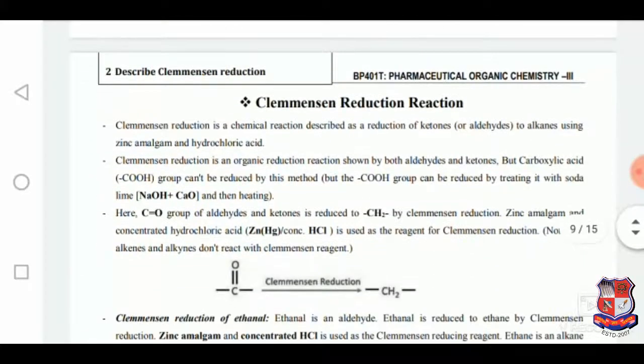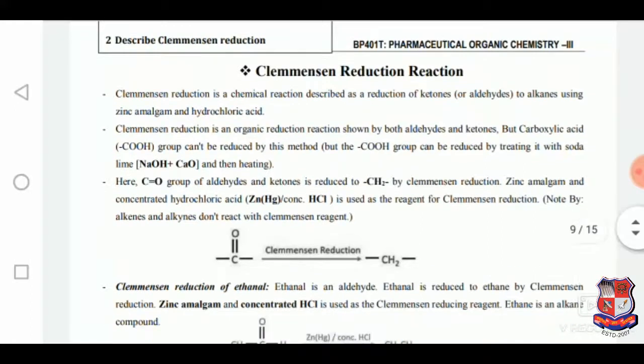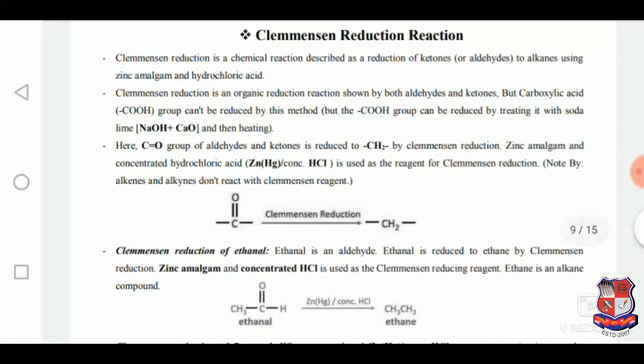Question number 2. Describe Clemmensen reduction. It is a chemical reaction described as reduction of ketones or aldehydes to alkanes using zinc amalgam and hydrochloric acid. It is an organic reaction shown by both aldehydes and ketones, but the carboxylic acid group can't be reduced by this method.